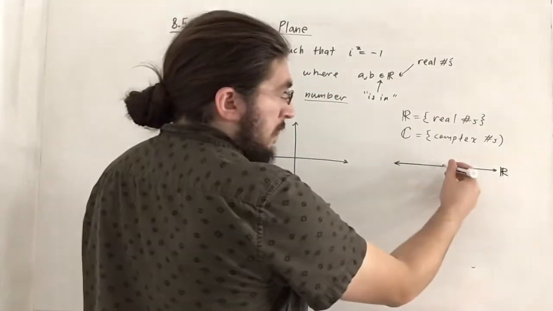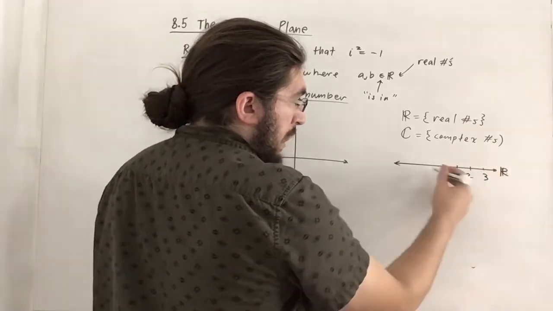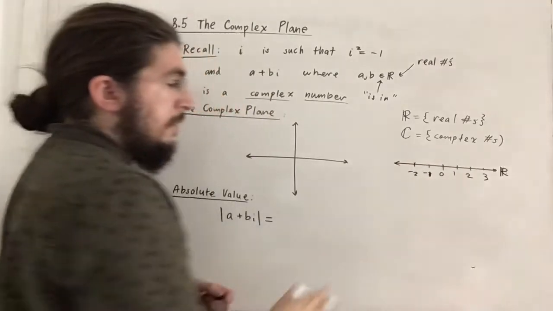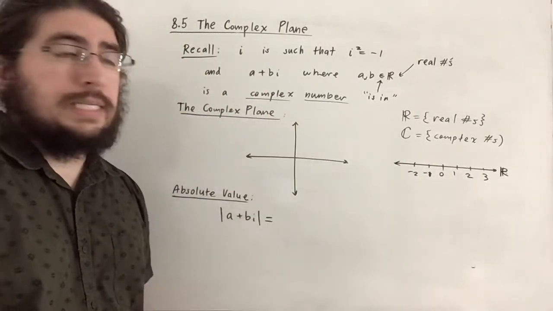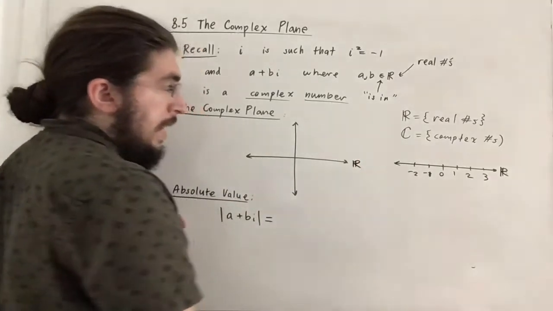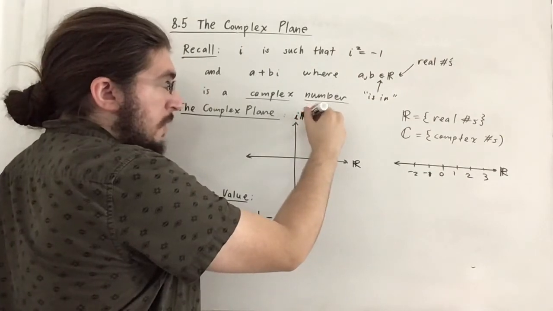And very often you'll see it with a 0 in the middle, positive numbers on the right, of course, and negative numbers on the left. In fact, we'll kind of be rewriting this here. Now with the complex plane, we're going to define an x-axis and a y-axis. The x-axis will actually be a real number line. And the y-axis will be the so-called imaginary number line.